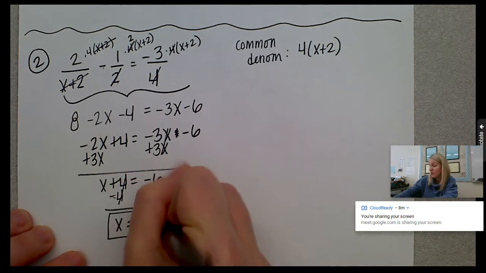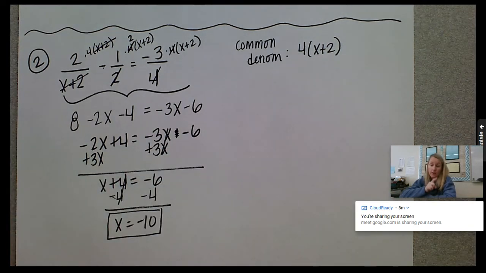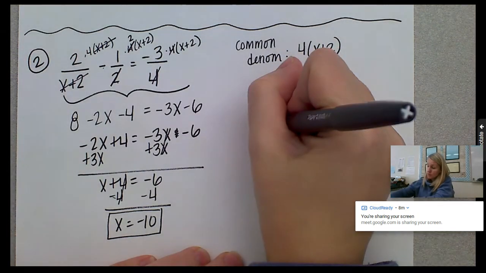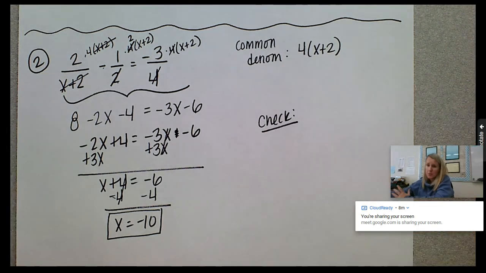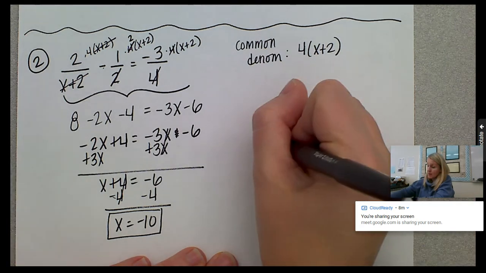Okay. Remember, I'm never done at this point. I know we want to be done because that's what we feel comfortable with. You have to check your answer. So off to the side, I do a quick little check. I'm going to fill in, or you can use a calculator, or you can do it in your head. You just need to check it. So I'm going to throw that negative 10 in for x.